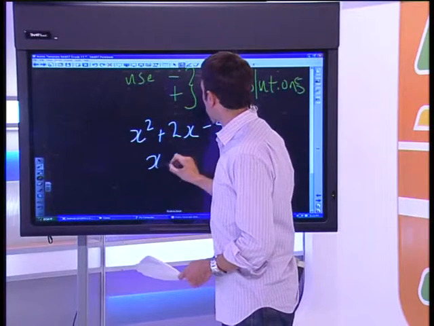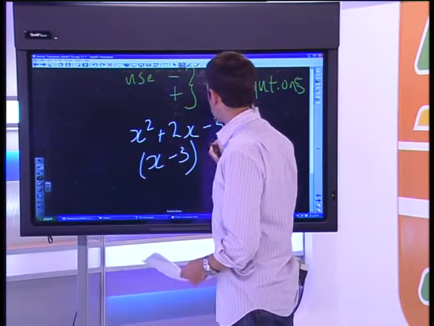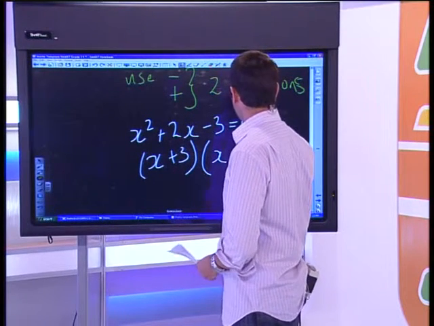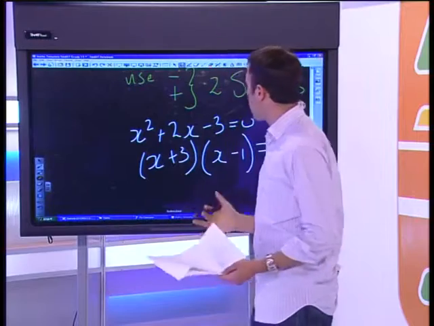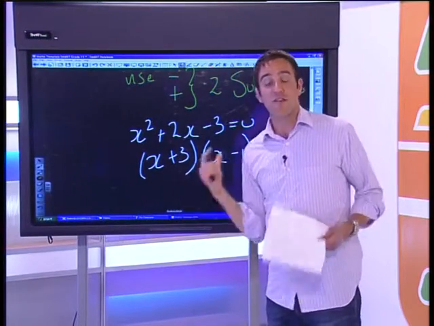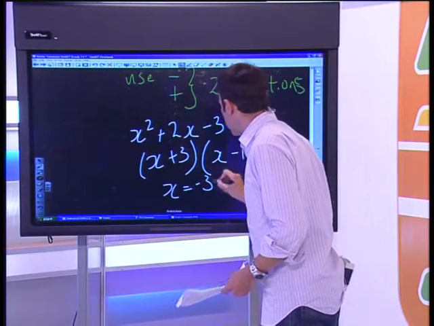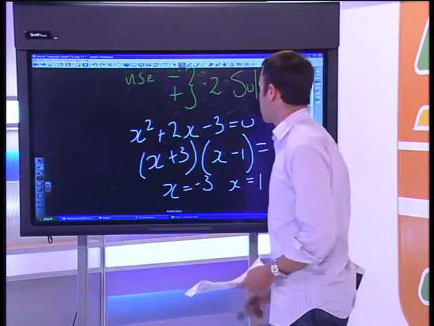You could say x minus 3. I'm just making this up, but I think it will work. Or rather, x plus 3 and x minus 1. And because we know how to factorize, that is an expression that factorizes. We can say, well, x equals minus 3 from the first bracket, and x equals 1 from the second bracket.